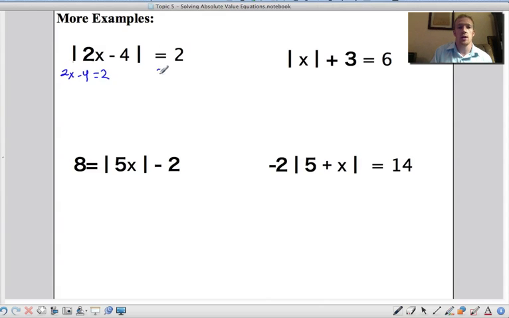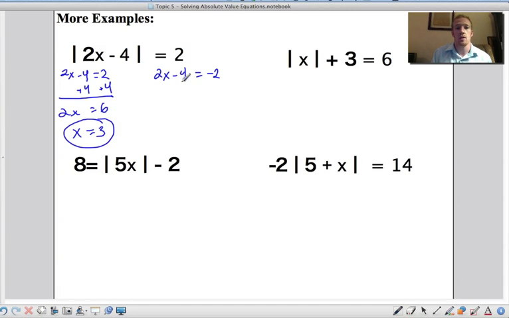One's exactly the same. One, you keep the inside of the absolute values the same, but you make whatever's outside opposite. So opposite of 2 is negative 2. So now I add 4, and I'm solving this, and divide both sides by 2, and we get x equals 3 is our answer there. Add 4, same first step. Now I have 2x equals 2, so x has to be 1.